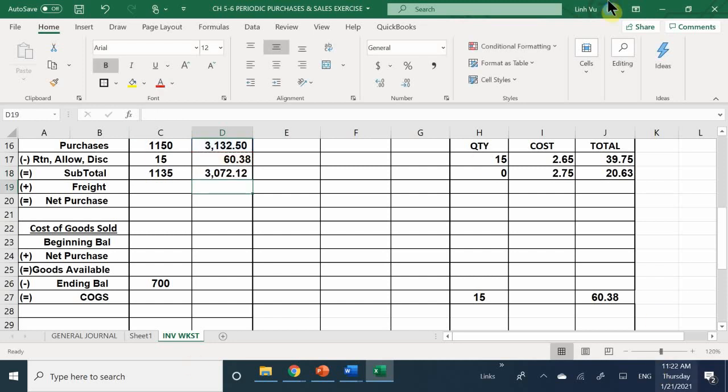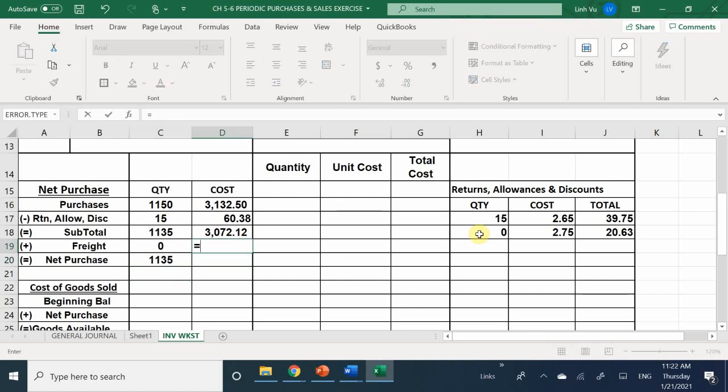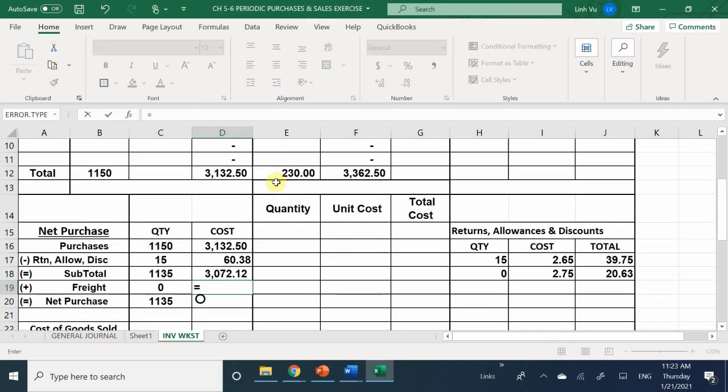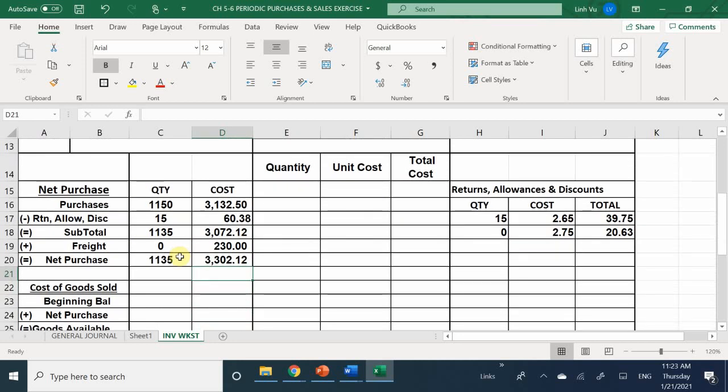3072.12. Perfect. Okay. Again, freight doesn't change quantity, so we can pull that through. However, how much was freight? $230. So therefore, what is my total net purchases here? $3,302.12, which is exactly what we looked at. That was the exact number we calculated when we found out how much accounts payable we actually owe. $3,302.12. Okay?